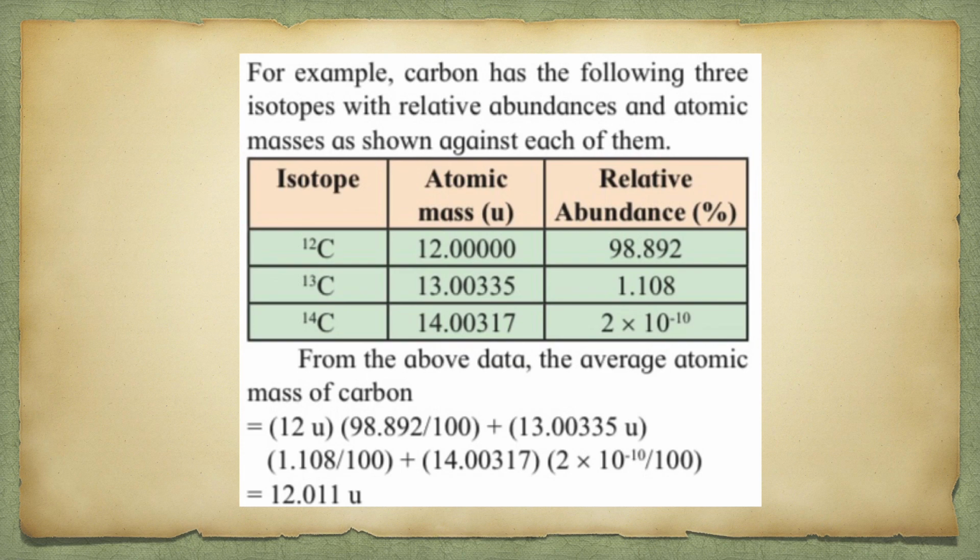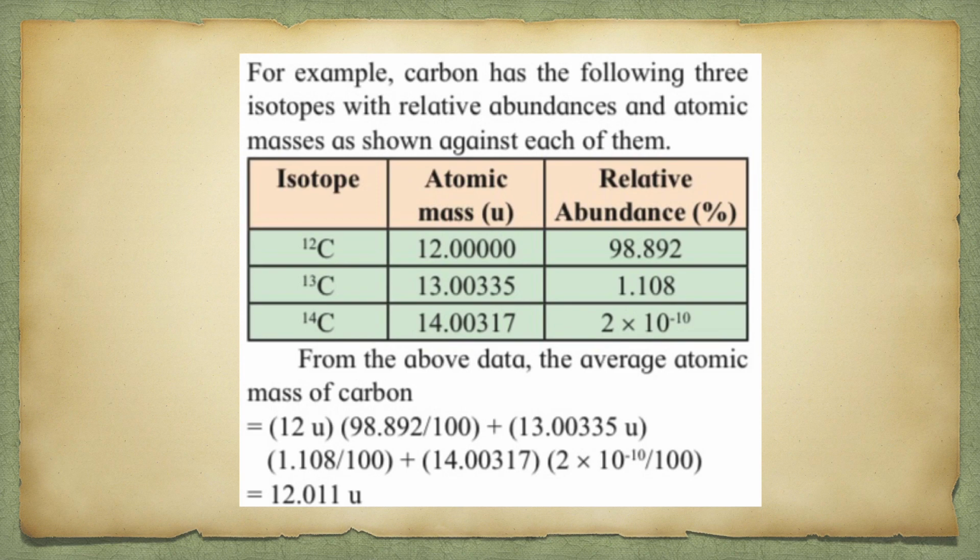After substituting the values, that is 12 × 98.892/100 + 13.00335 × 1.108/100 + 14.00317 × 2 × 10^-10/100, this will give me the value 12.011 U. So this is nothing but the average atomic mass of carbon.